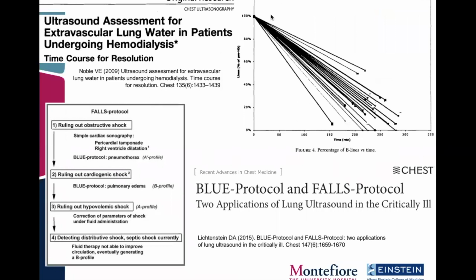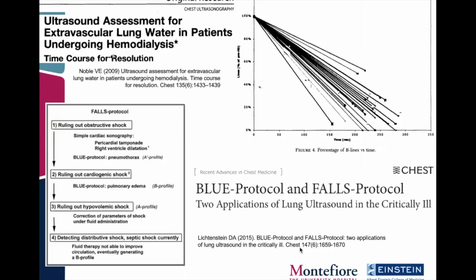Here, I'm just showing the titles of two separate papers. This first paper, "Ultrasound assessment for extravascular lung water in patients undergoing dialysis: time course for resolution." So this paper demonstrates that over time, the degree of B lines decreased during dialysis, and really just demonstrates that ultrasound can be used to assess real-time changes in extravascular lung water. And here they can monitor dialysis, clearing the pulmonary edema from volume overload in dialysis patients.